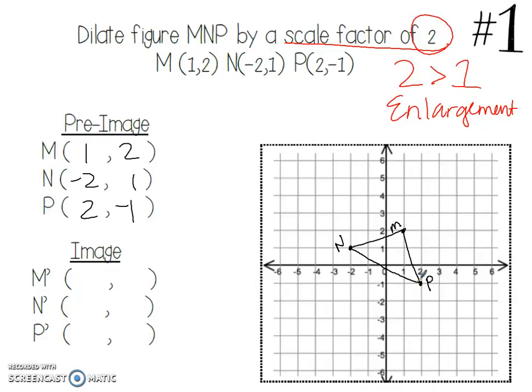Now, I know that the rule says to enlarge by 2. Well, if this is x, y, how do I write the rule for our image? What are we multiplying by? 2. So our new rule is 2x, 2y. Does that make sense? Because my scale factor is 2. So you're multiplying your points by your scale factor. Are we good with that?